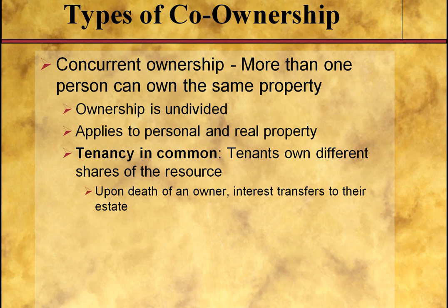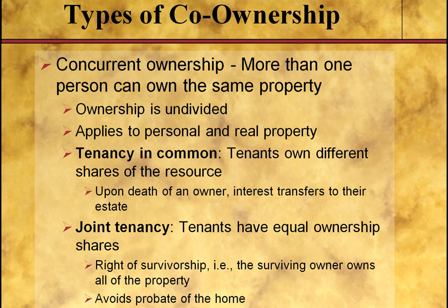You're going to need to know the difference between tenancy in common and joint tenants. Tenancy in common is where the tenants own different shares of the resource. One tenant can own 1/4, one 3/4. They can own 50-50. The key thing is, upon the death of one of those parties, the interest that they have in that property reverts to their estate.